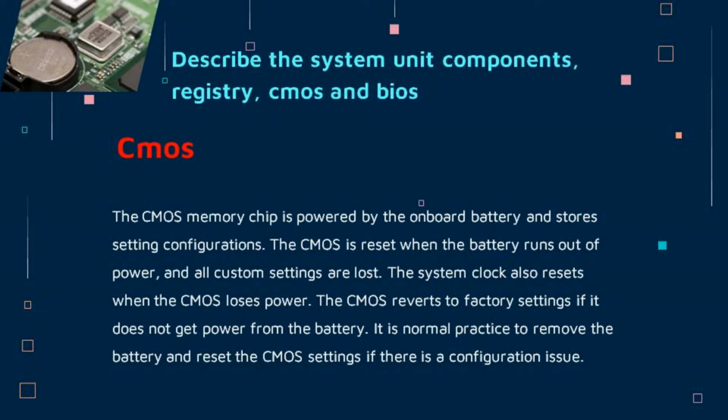CMOS. The CMOS memory chip is powered by the onboard battery and stores setting configurations. The CMOS is reset when the battery runs out of power, and all custom settings are lost. The system clock also resets when the CMOS loses power. The CMOS reverts to factory settings if it does not get any power from the battery. It is normal practice to remove the battery and reset the CMOS settings if there is any configuration issue.